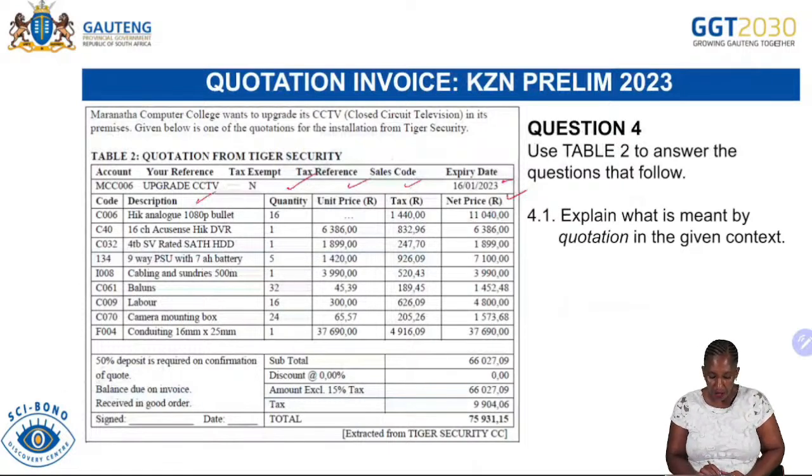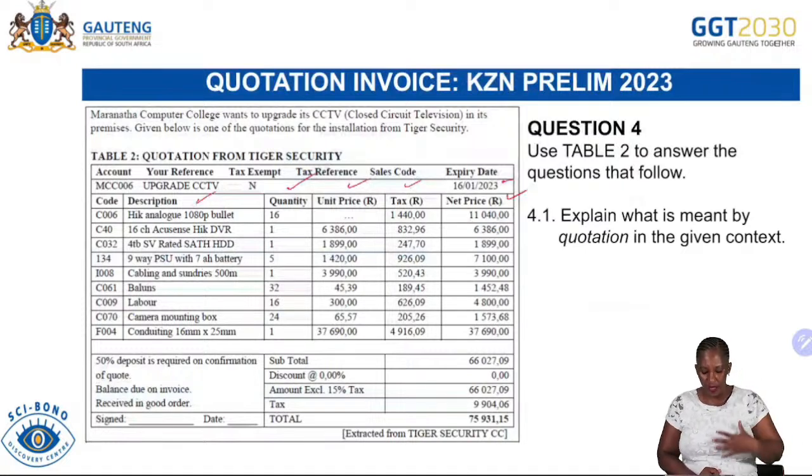Now they show us the quotation from Tiger Security, the items that they will be installing, the descriptions of the items, and the quantity, the unit price per item, the tax amount that is charged, and the net price, and then the date of the upgrading, and in total here it says 50% deposit. These are the notes given, so that when Maranatha Computer College sits as the management board, they see, okay, this is what Tiger Security is quoting us. They want a 50% deposit in confirmation of the quote before they can come and install, and they want you to pay the 50% deposit upfront.